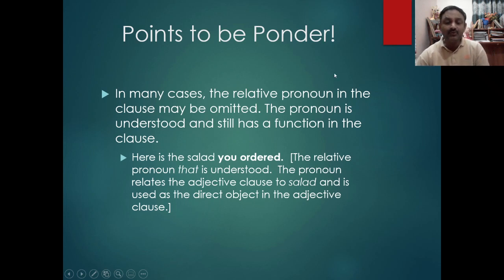So we have some points to ponder. We have to look into the aspect that in many cases the relative pronoun in the clause may be omitted. The pronoun is understood and still has a function in the clause. Now look at the example. Here is the salad you ordered. The relative pronoun that is understood. Here the word that is not used, but it is understood. The pronoun relates the adjective clause to salad and is used as the direct object in the adjective clause. So the example shows it in this manner: Here is the salad you ordered.